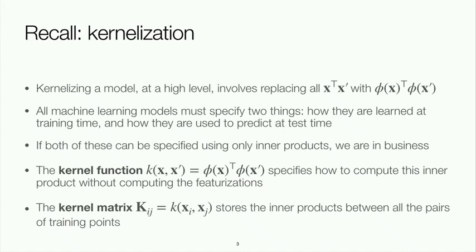So the kernel matrix is computing phi of xi transpose phi of xj for all of your xi, xj in the training set, but without actually computing phi of x itself.